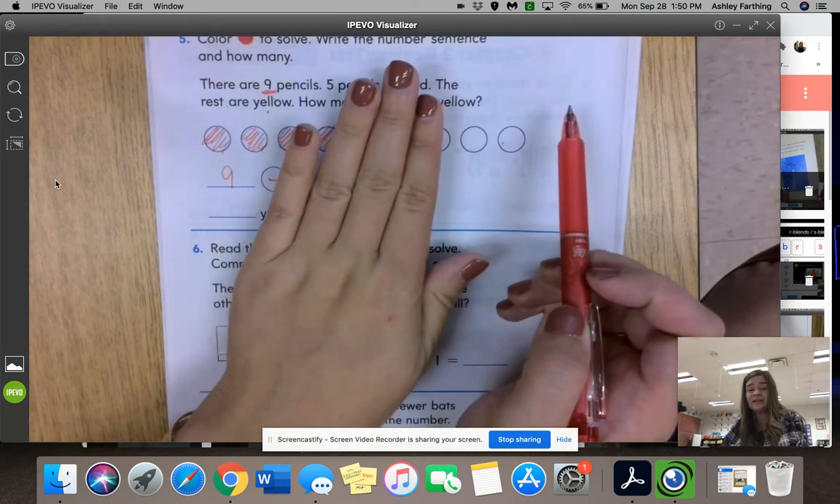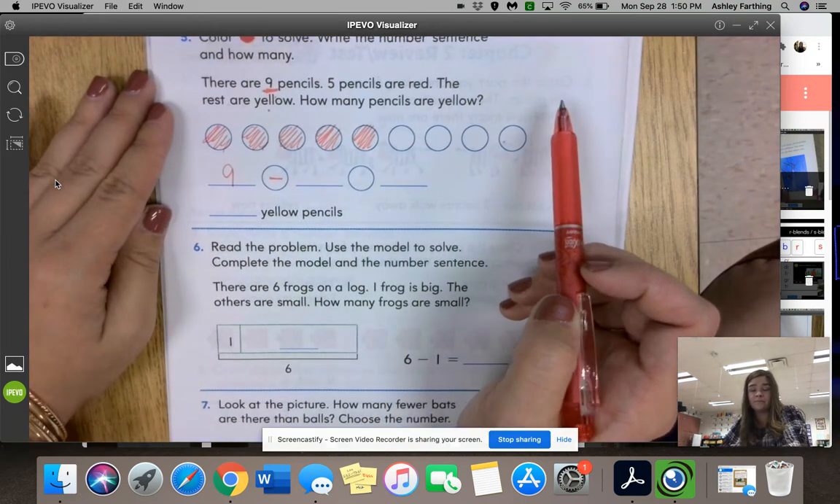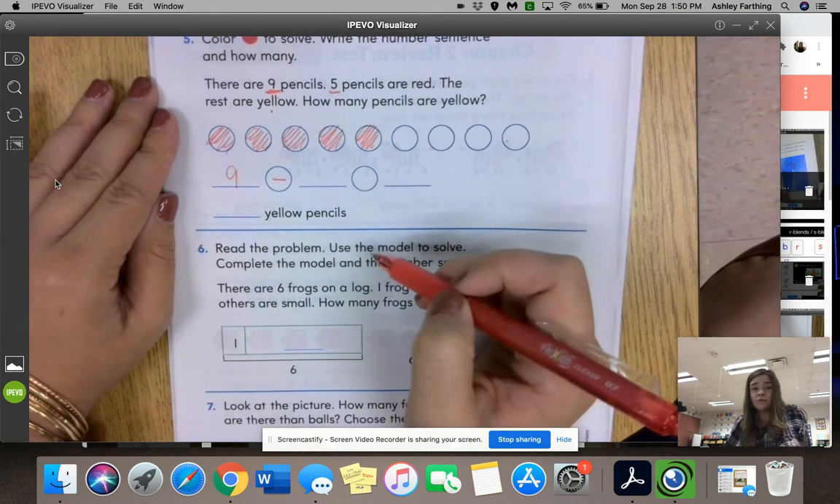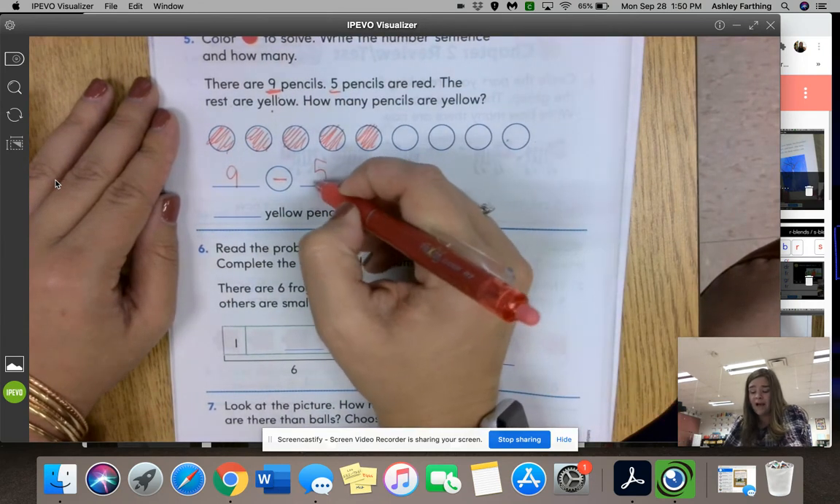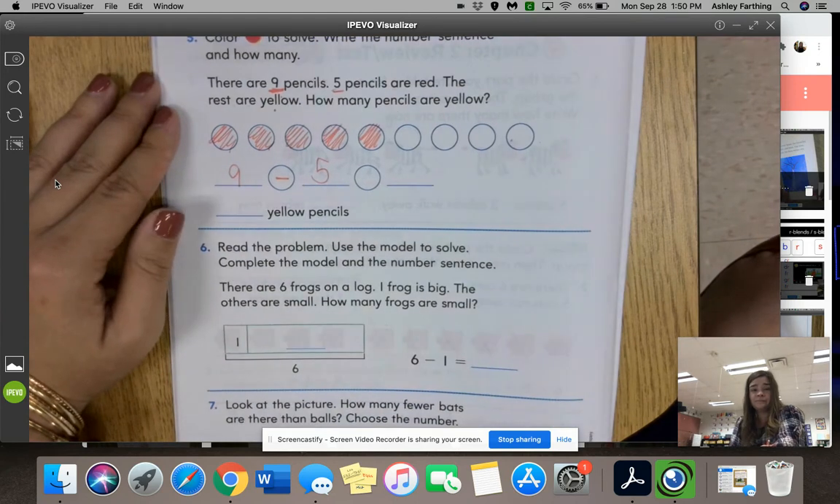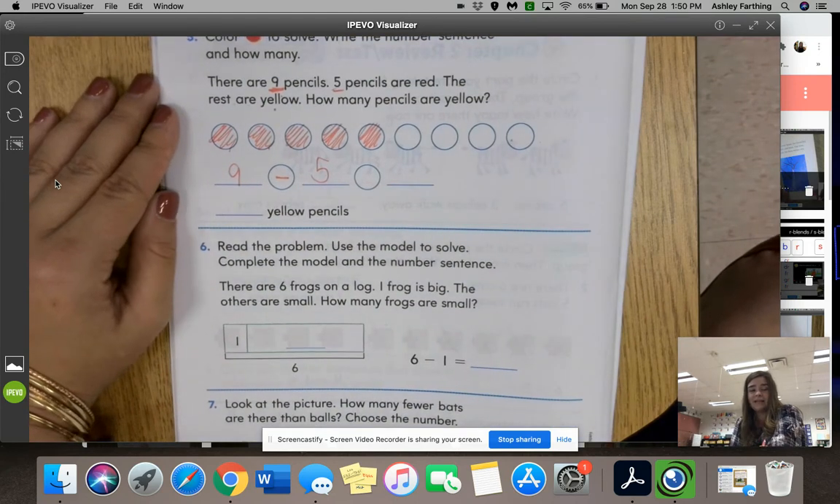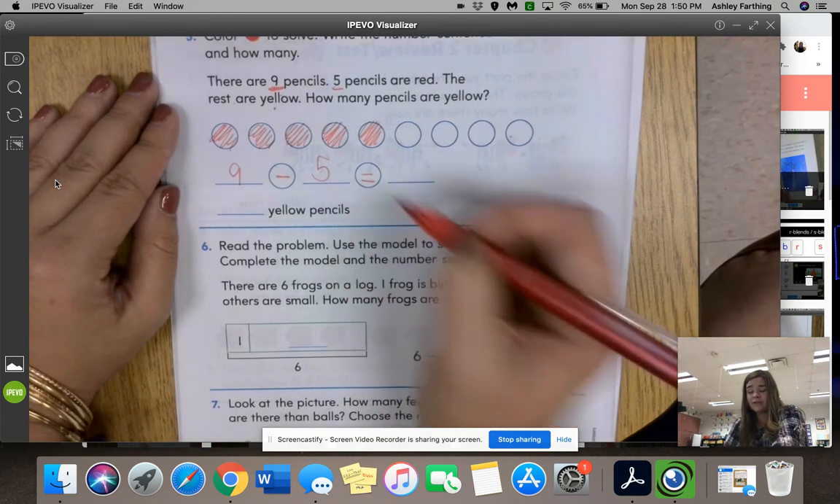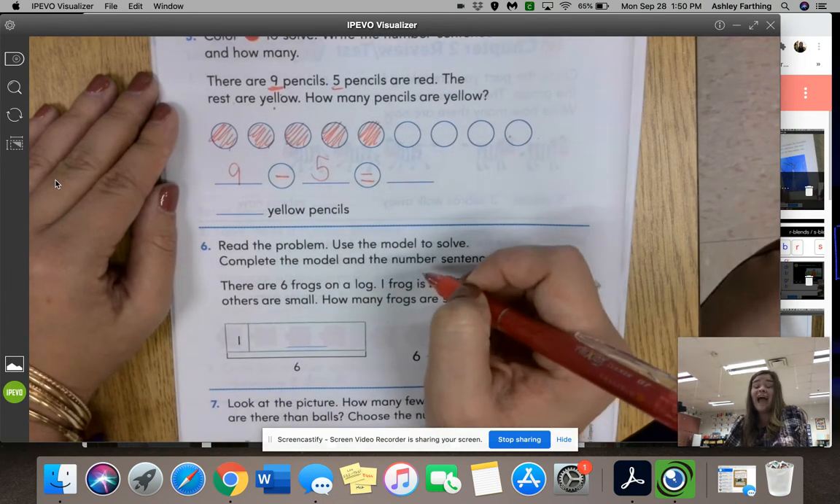Now, how many pencils did I color? How many pencils did I take away that were red? 1, 2, 3, 4, 5. 5 of my pencils were red, so I'm putting my 5 here. What comes next? What sign do I need? 9 minus 5 equals. Now we get to solve the problem.